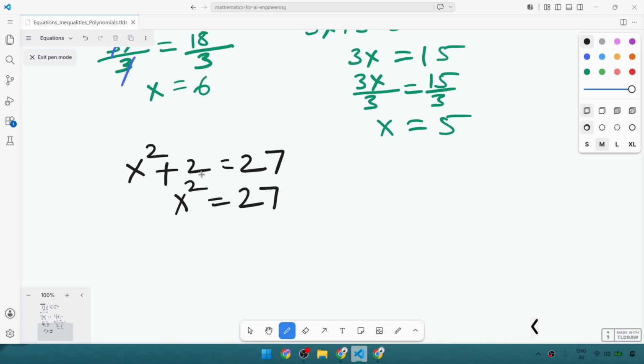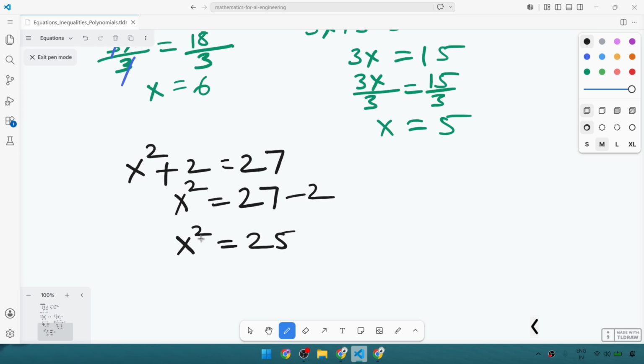And then here we are moving this particular plus 2 to this other side, right? So it will be minus 2, which will be x square equals to 27 minus 2, that is 25, right? Now again, our final goal is to get the variable alone. Still it is not alone. It is having power, which is exponent, right?